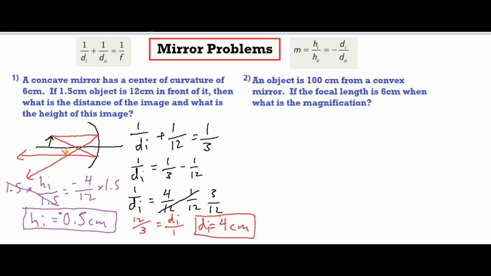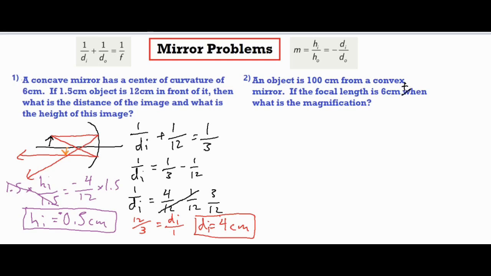All right, so let's go ahead and take a look at our final problem. It says an object is 100 centimeters from a convex mirror. If the focal length is 6 centimeters, then what is the magnification? This is supposed to say then.